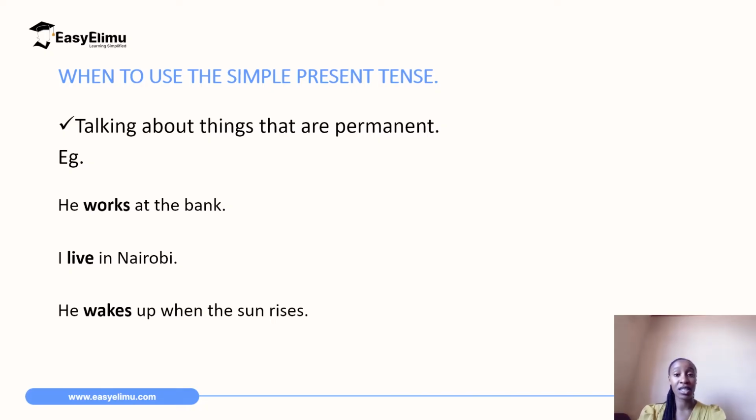So there are different instances where we use the simple present tense. One of the instances is when we are talking about things that are permanent. They may not be permanent forever, but they are permanent for now. For example, he works at the bank. So right now, he works at the bank. So we use the simple present tense. I live in Nairobi. So right now, I live in Nairobi. And lastly, he wakes up when the sun rises. So when you're talking about things that are permanent, they may not be permanent forever, but they are permanent for now.